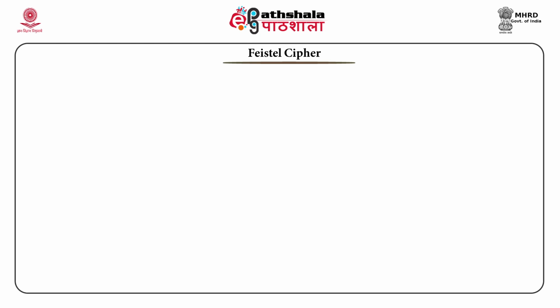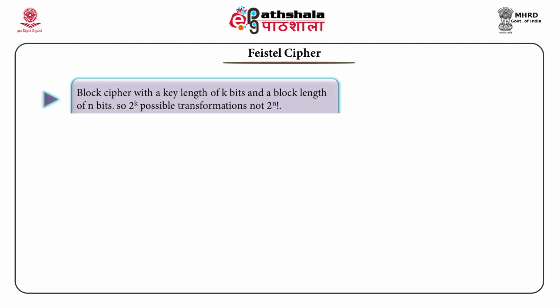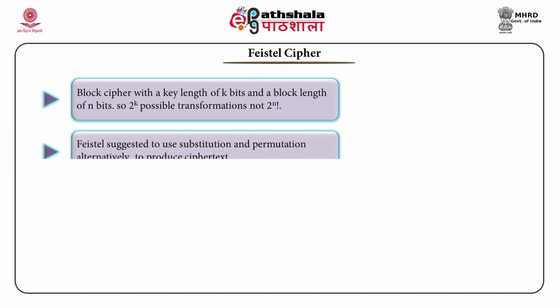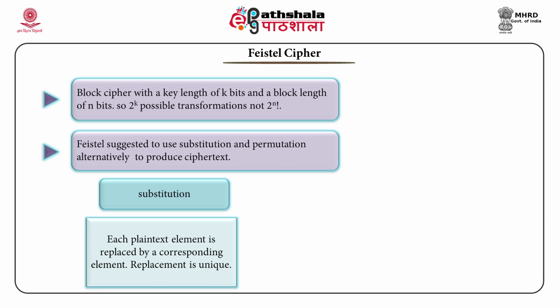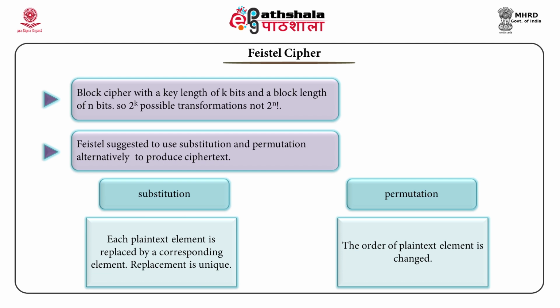If we go into the detail of the Feistel cipher, for a block cipher with a key length of k bits and a block length of n bits, there are 2 raised to k possible transformations, not 2 raised to n factorial. Why? Because our key length is k bits. So, Feistel suggested using substitution and permutation alternately to produce the ciphertext. We have already covered that substitution means each plain text element is replaced by a corresponding element. The replacement is unique. When we talk about permutation, the order of plain text elements is changed.